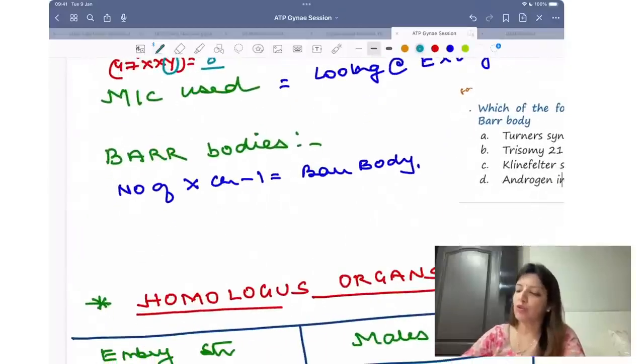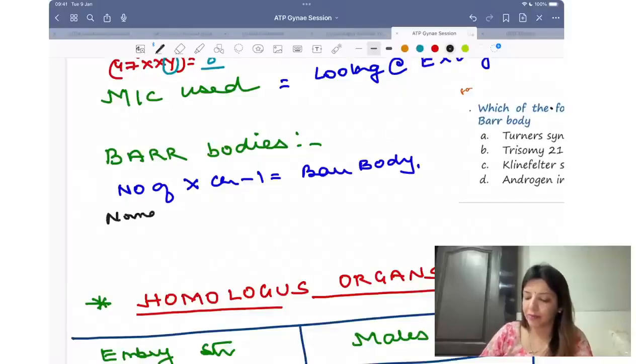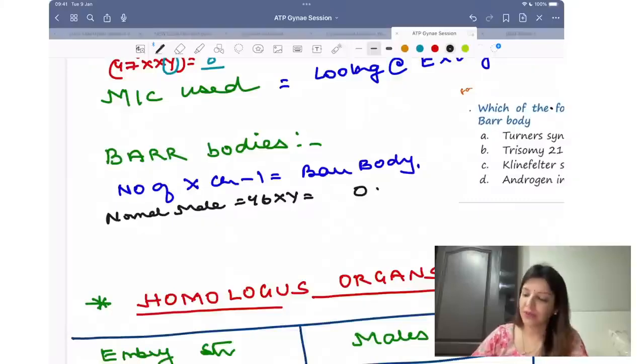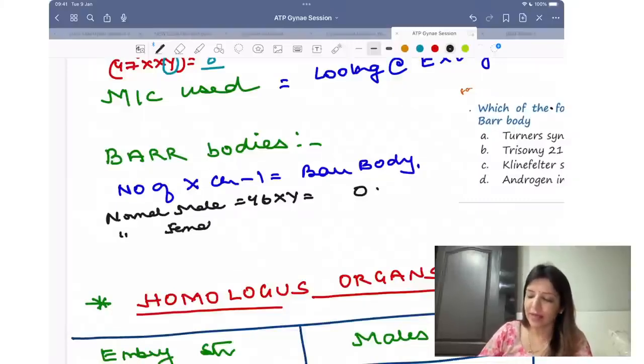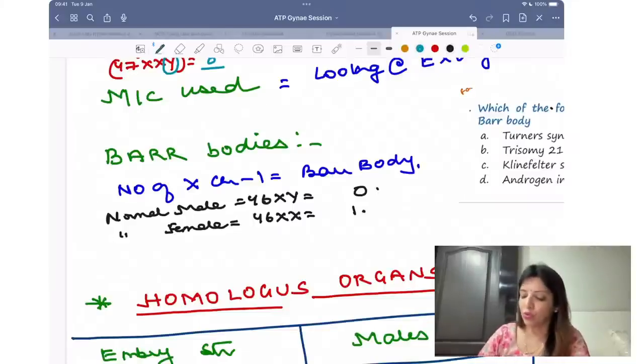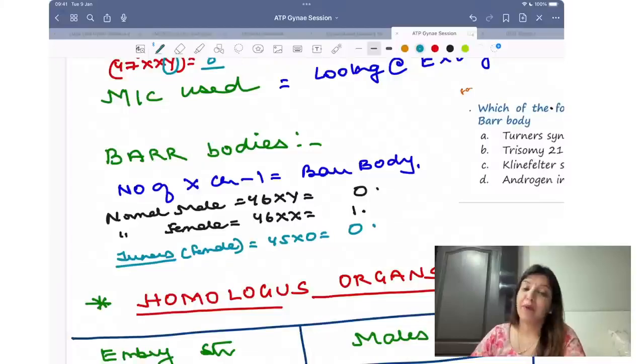Now let us talk about bar bodies. In a normal male, who is 46XY, what will be the number of bar bodies? 0, right? In a normal female, who is 46XX, what will it be? 1. Now I told you that we consider Turner syndrome as female, but in Turner syndrome how many bar bodies am I going to get? 0.